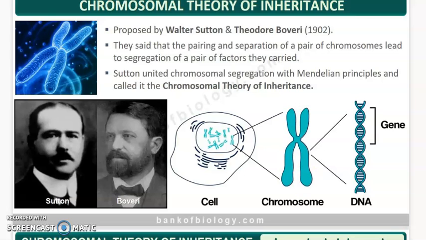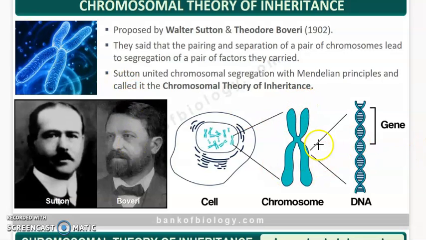Okay, where are these located? The two alleles of the gene pair are located on homologous sites on homologous chromosomes. The pair of alleles, that is a gene which is coding for one particular trait, the two alleles of a gene pair are located on homologous sites on homologous chromosomes.